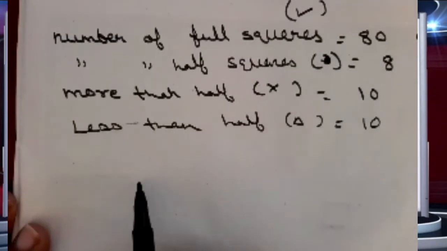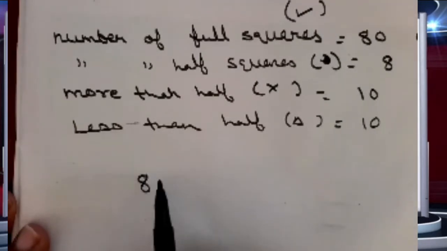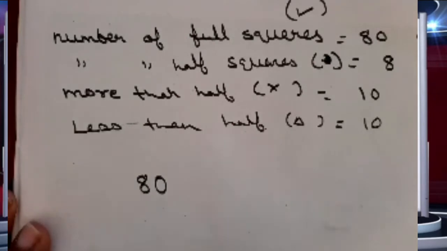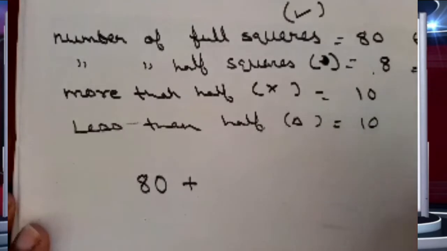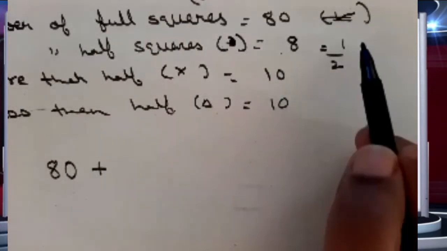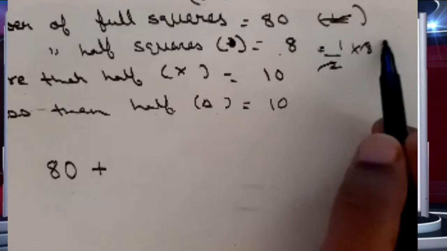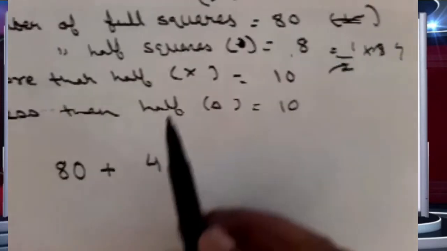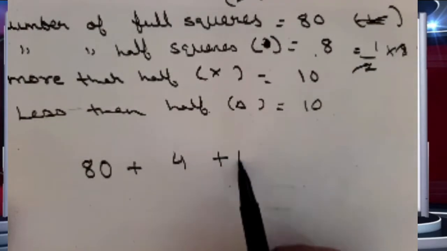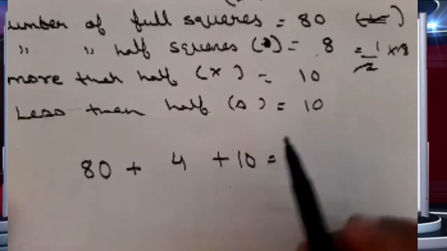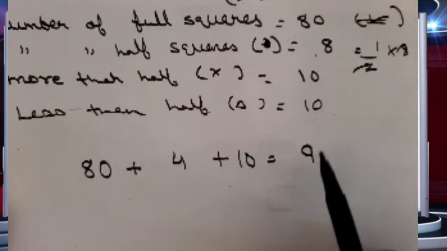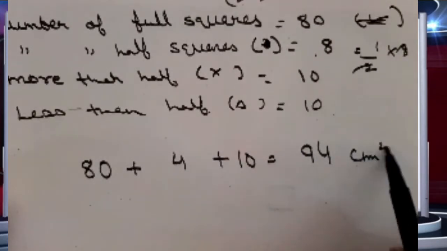So first of all, I will add all these up. How will I add, just see. Number of full squares are 80. Number of half squares are 8, so I will take half of 8. That is 4. So I will add 4. Then the number of more than half is 10, so I will add 10. Less than half I will ignore. Now I will add up all this. It is 94. So the area of this leaf, this region, is approximately 94 centimeter square.